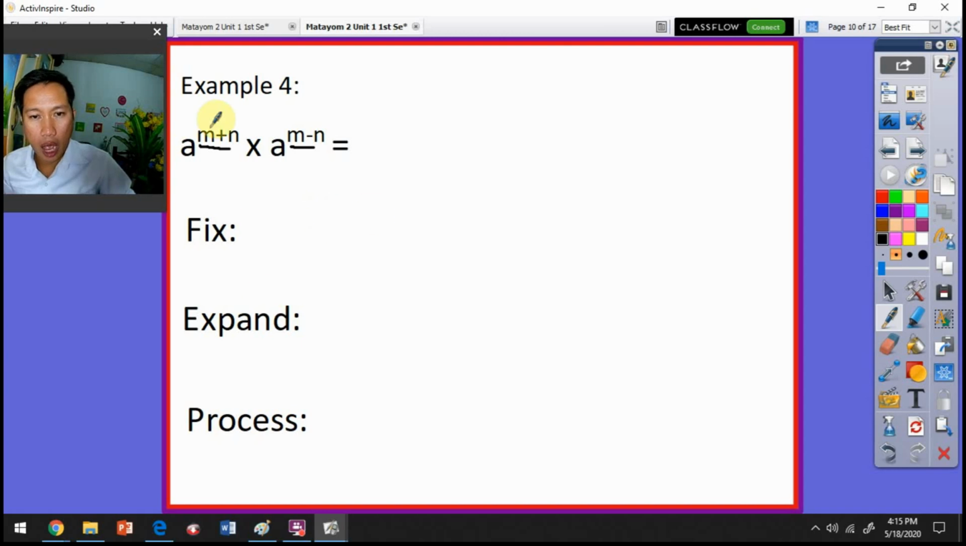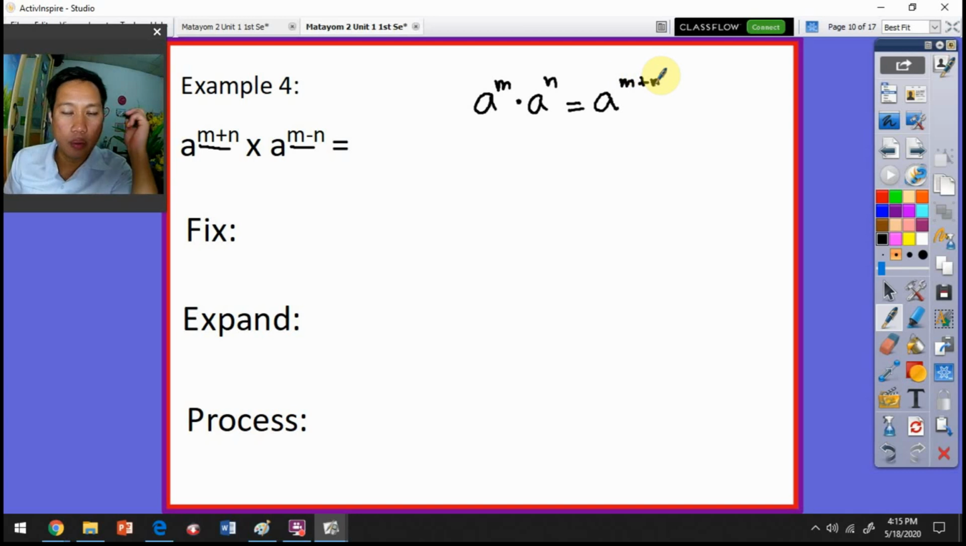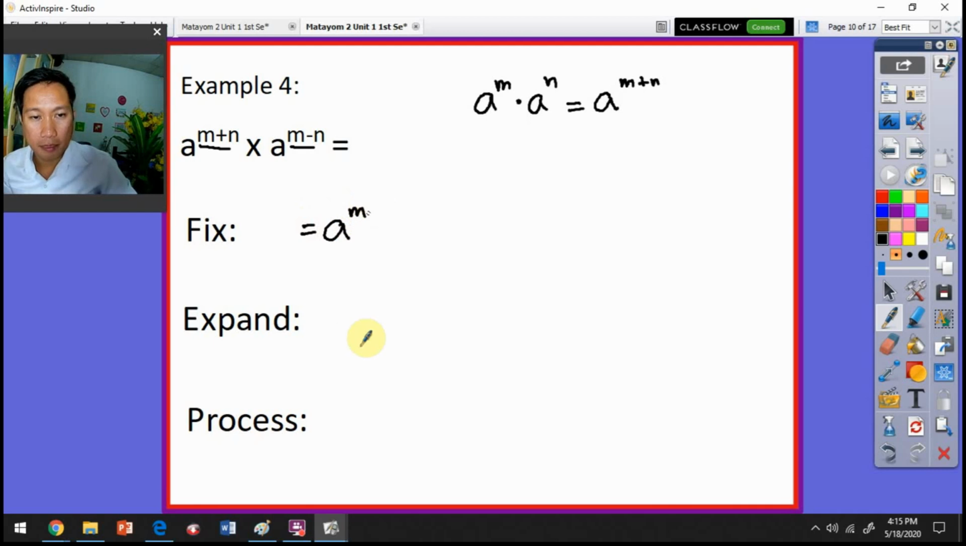So for fixing this, we will do the opposite way. Remember, a to the power of m times a to the power of n is equal to a to the power of m plus n. So when we multiply the same base, we add their exponents. Now we will fix it by doing the opposite: a to the power of m times a to the power of n. That's the first one.